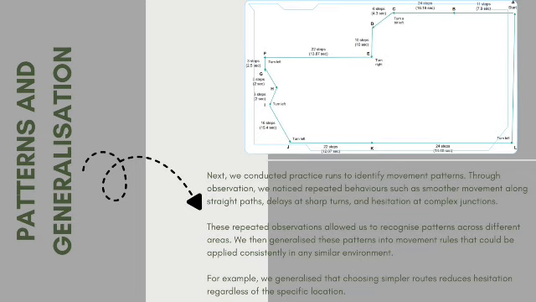Pattern generalization. The identified patterns were generalized into movement principles that could be applied in any similar environment. For example, we generalized that simplifying instructions at junctions reduces hesitation regardless of location. This generalization supported more consistent and predictable algorithm behavior.